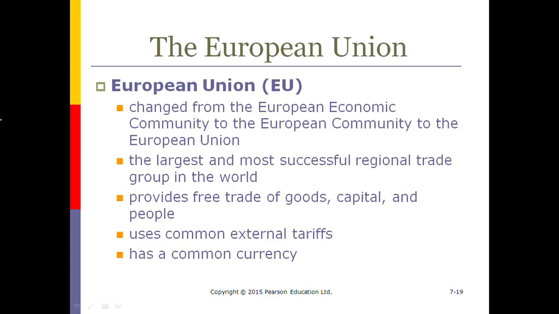Let's talk about the different forms of regional integration. The first one we talk about is the European Union. So let's say, what is the European Union? The European Union is an association, or let's say an agreement, between 27 European countries who have come together to form a regional integration.